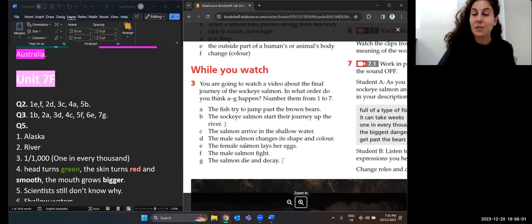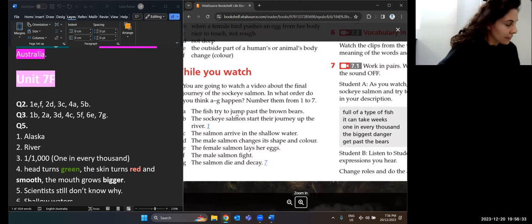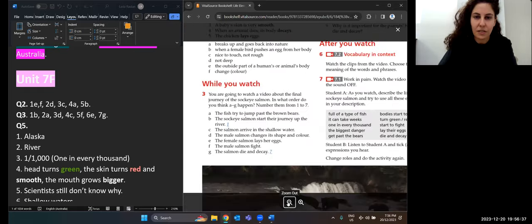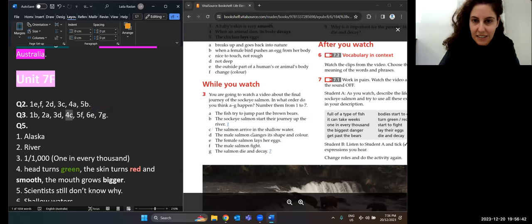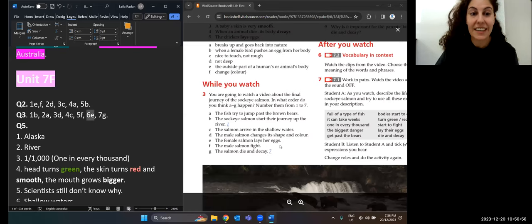D. The male salmon changes its shape and color. Then the salmon arrive in the shallow water. Number four, C. The salmon arrived in the shallow water. Number five, the male salmon fight. Yep. Number six, her eggs. Number seven, they gave us the answer. The salmon die and decay. Their body just goes back into the water, into the ground. Okay, good.